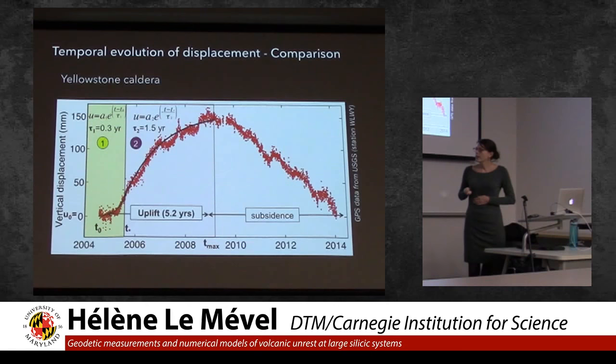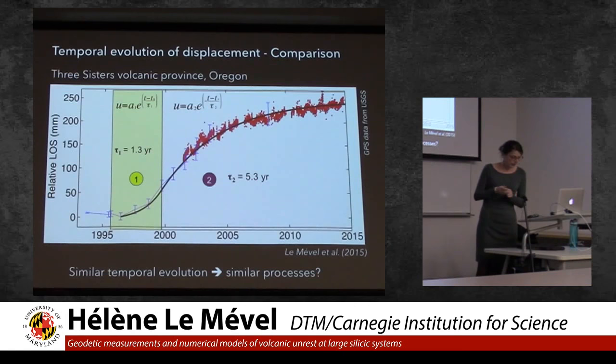So what I did then is I found every time series for these volcanoes, and I fitted this double exponential model that I was proposing for Laguna del Maule. I find that this double exponential model is a very common temporal evolution of the uplift. Here is an example from the Yellowstone caldera, where it fits pretty well to the data. As you can see, it has uplifted for 5 years, and then it started to subside.